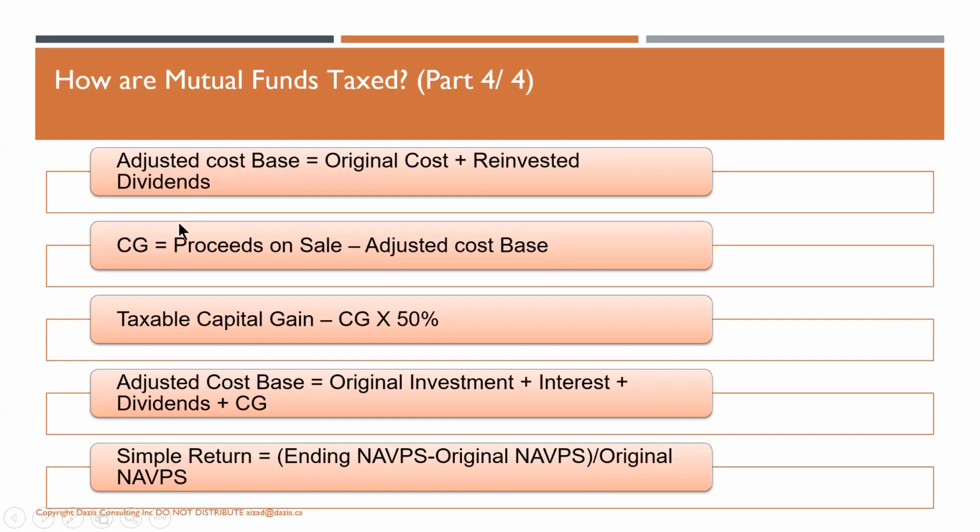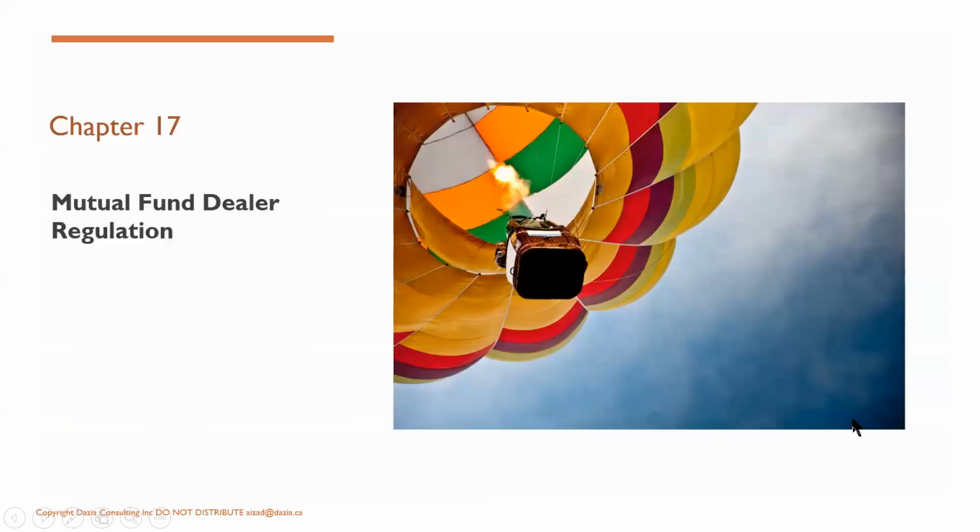And the capital gain is equal to proceeds on sale, how much money you got on sale, minus the ACB. And taxable capital gain is whatever the capital gain is multiplied by 50%. Capital gain is only taxed at 50%. I'm going to leave the calculations for later. It is a little complicated. That's one of the negative things about mutual funds, that the taxation is a little tricky. So you need to understand that.